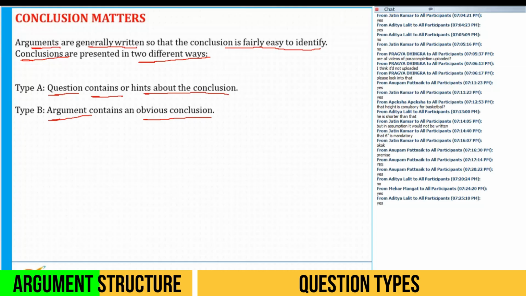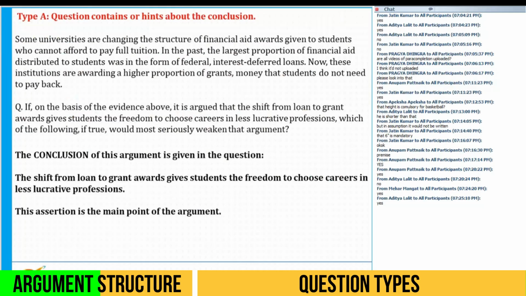Type A. In Type A, the conclusion is in the question. Over here, you can see it says some universities are changing the structure of financial aid awards given to students who cannot afford to pay full tuition. In the past, the largest proportion of financial aid distributed to students was in the form of federal interest deferred loans. Now, these institutions are awarding a higher proportion of grants, money that students do not need to pay back.